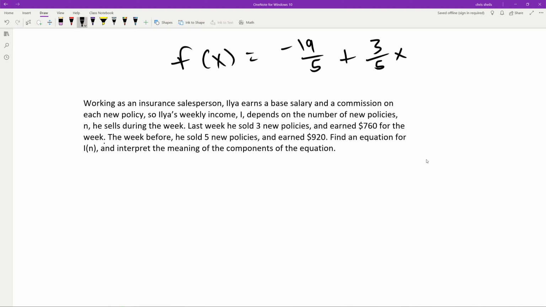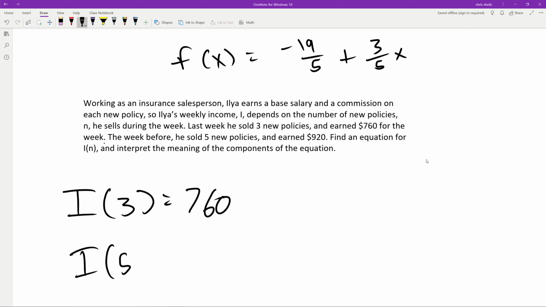So we're given 2 big bits of information here. We're told that when he sold 3 policies, he earned $760 that week. So since I'm told that I of n is what I want this equation to be, that means that I of 3 was 760. The week before, he sold 5 policies and earned $920. This means that I of 5 is 920.